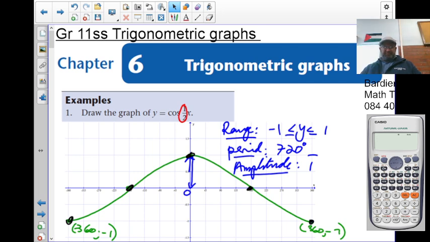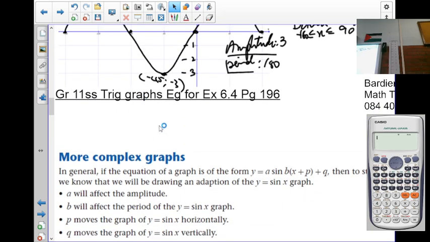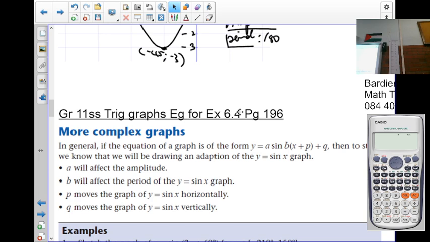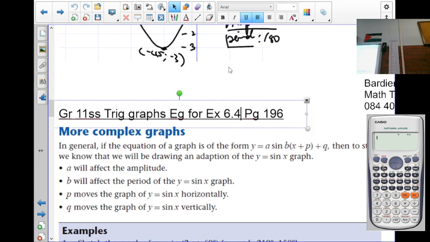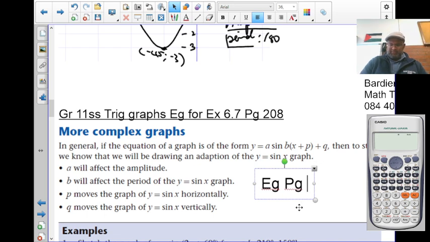Let's get here first, trigonometric graphs. We're looking at the examples for exercise 6.7. We're looking at more complex graphs, not so? Exercise 6.7 is on page 208. And these more complex graphs, this example is on page 206.